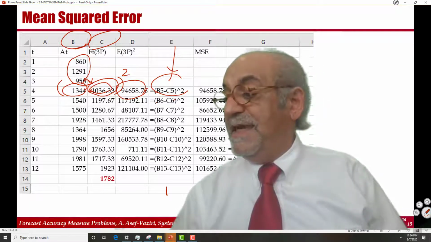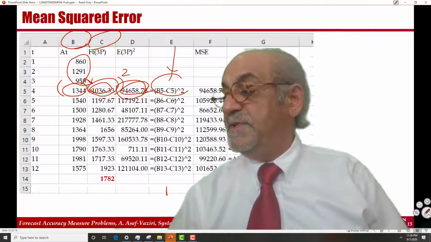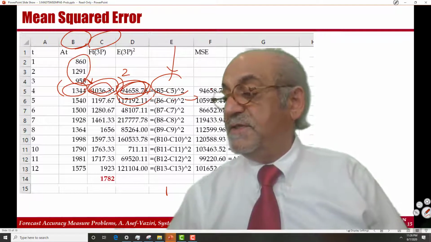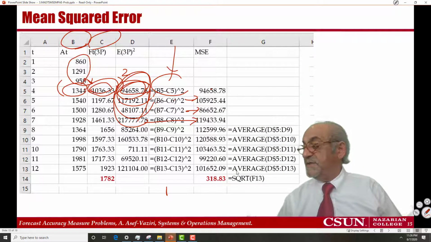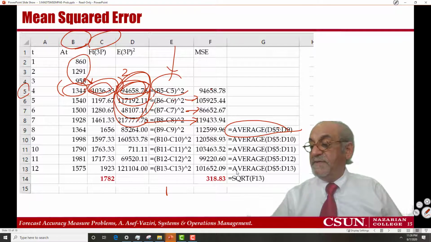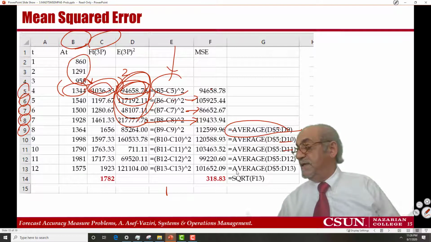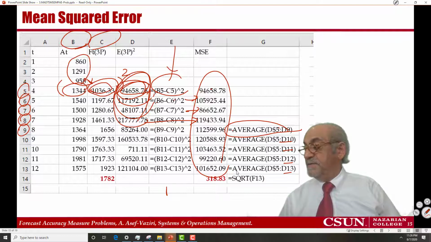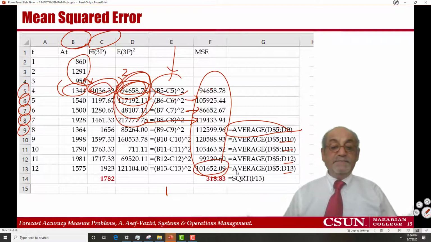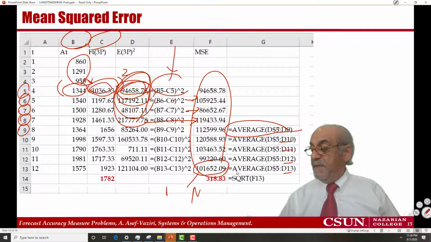Then I compute the averages: the average of this one up to itself, the average of these 2 which is this one, the average of these 3 which is this one, the average of these 4 which is this one, and the average of D5 to D9, average of those periods which I put over here, then to D10, D11, D12, and D13. So the average from D5 to D13 is here. That is this number. That is our MSE.